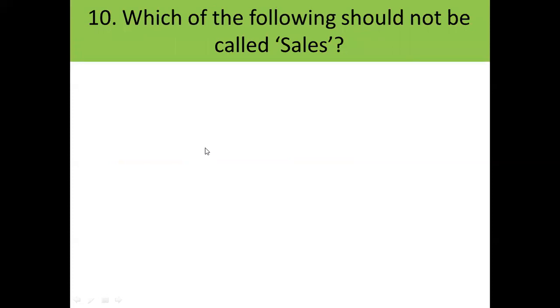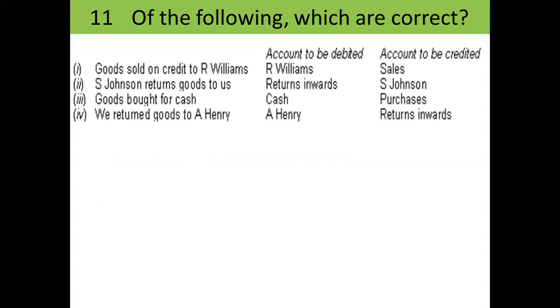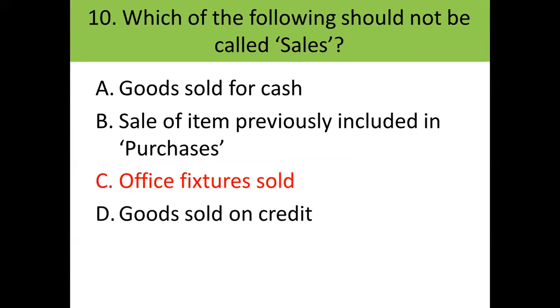Question number 10. Which of the following should not be called sales? Which of these sentences is not called sales? Goods sold for cash, this is a sale. Sales of items previously included in purchases, this is sales. Office furniture sold, this is not sales, it is a disposal. Now we didn't sell a used fixed asset, but we dispose of it. Goods sold on credit, this is sales. Okay.